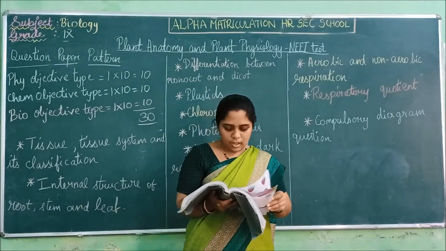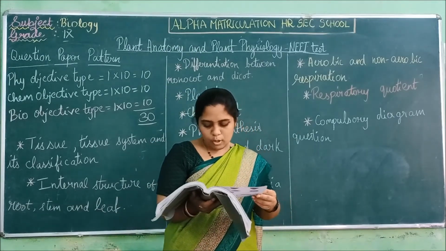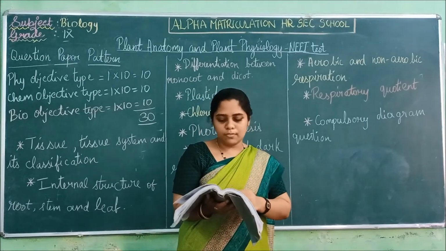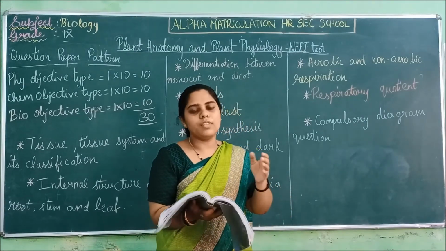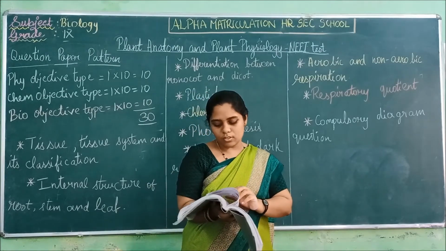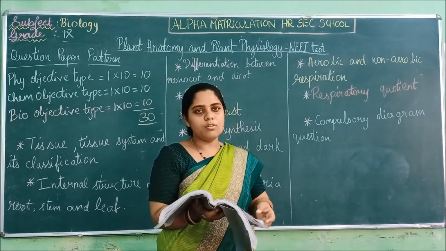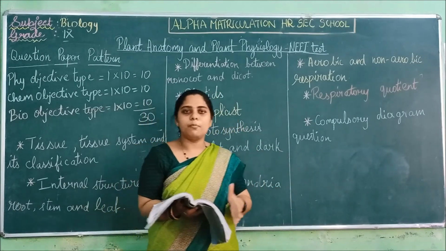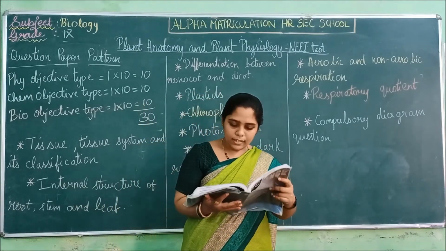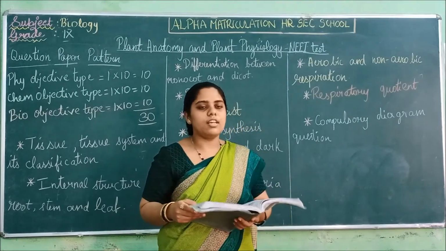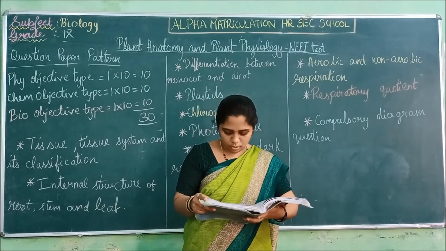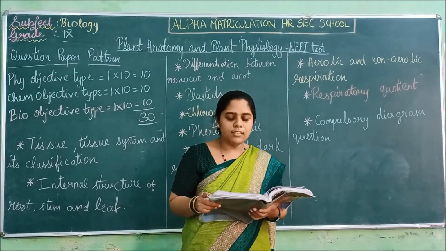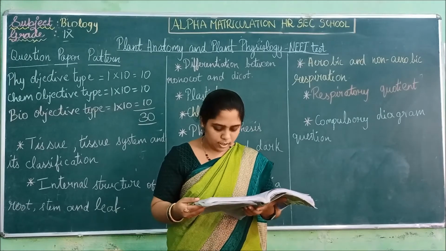So for internal structure of monocot stem, maize, and internal structure of dicot stem, sunflower, internal structure of dicot root, beans, internal structure of monocot root, maize. So you have to learn all the examples for the 6 types of anatomical studies. And under the differentiation between dicot and monocot root, page number 177, the pith is absent in dicot root. So mark that and keep.